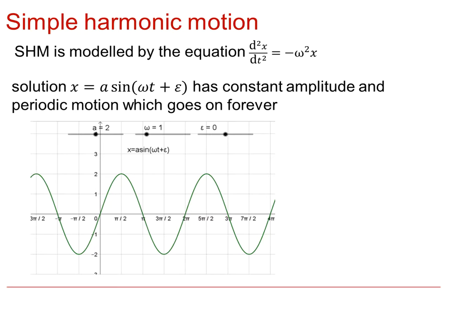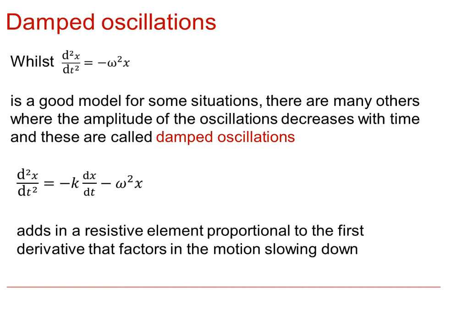However, we should note that in the real world the motion would slow down, with the amplitude reducing due to factors such as air resistance or friction. So, whilst the equation is a good model for some situations, there are many others where the amplitude of the oscillations decreases with time, and this is called damped oscillations. The equation d2x by dt squared equals minus k dx by dt minus omega squared x adds in a resistive element proportional to the first derivative, which in effect factors in the motion slowing down.